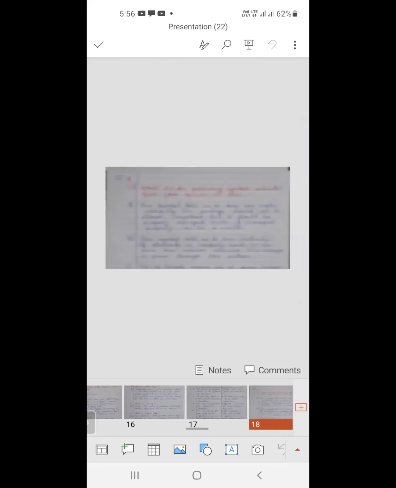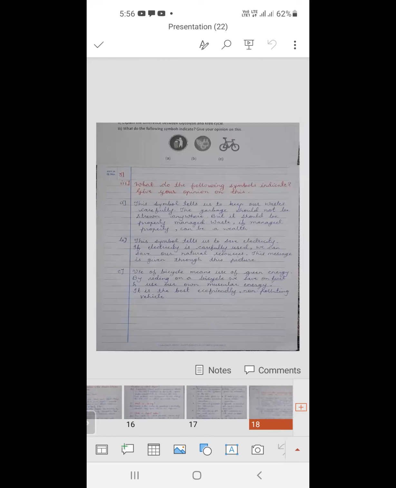So now next one. Next question: What do the following symbols indicate? Third question. Give your opinion on this. The symbols are given here, and you have to write your opinion on what these symbols are for. Okay, so how will we write the answer now?